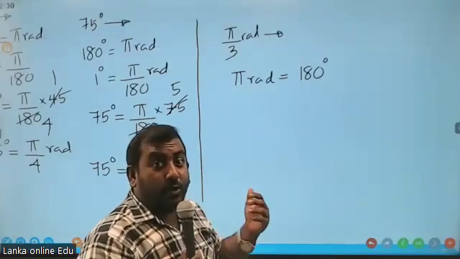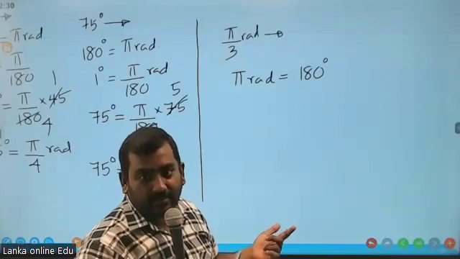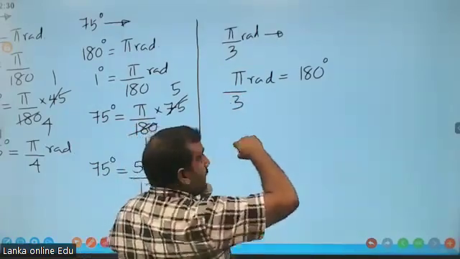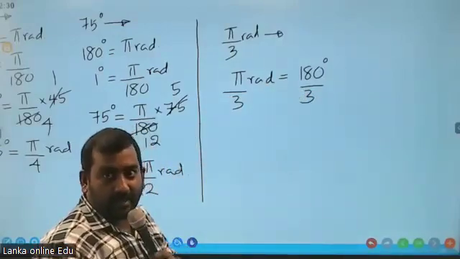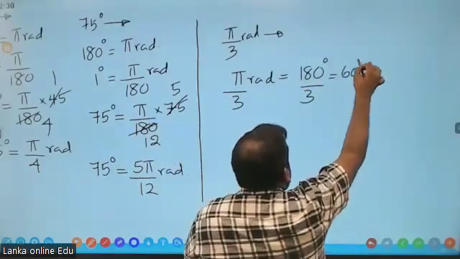Now, whatever you do to the left-hand side, you must also do what? To the right-hand side. Okay. So here, if you divide by 3, this side also you must divide by how much? 3. Clear? So here, if you solve it, 180 over 3 is going to be how much? 60.